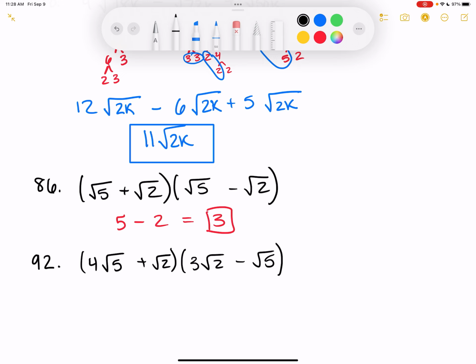All right, the next one. 4 square root of 5 plus square root of 2 times 3 square root of 2 minus square root of 5.